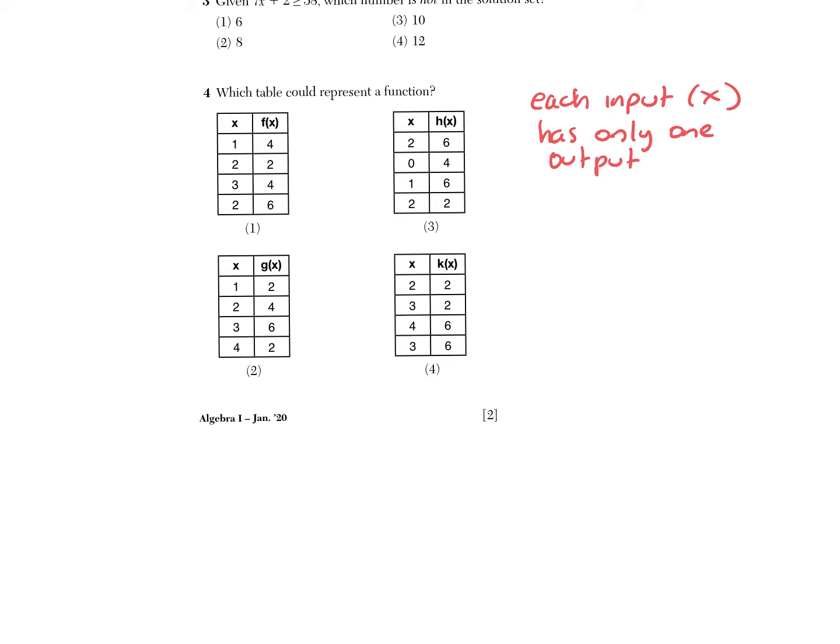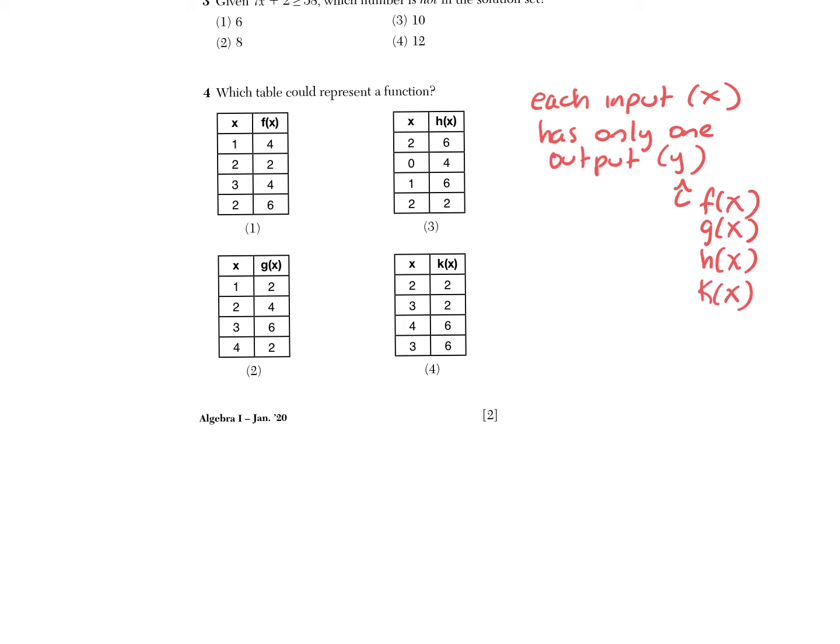or y value. So they give us their x on the left-hand side, and the f of x, g of x, h of x, or k of x, which is another way to say y. So any of our f of x, g of x, h of x, or k of x is just another way of saying our function value, our output.